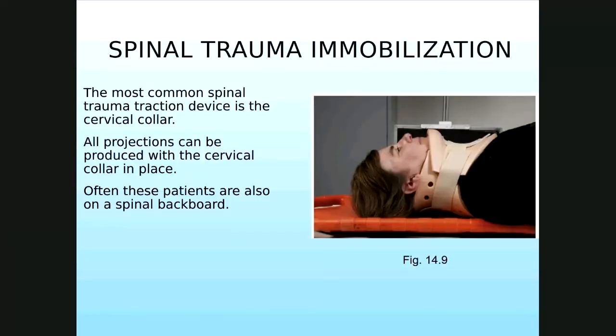We have spinal trauma immobilization devices. Now, most of the time, these are not things that we are putting on as far as the spinal trauma. This is something that the patient usually arrives to us with in place. So this is on page 158. The most common spinal trauma traction device is the cervical collar, which you can see the patient wearing here.